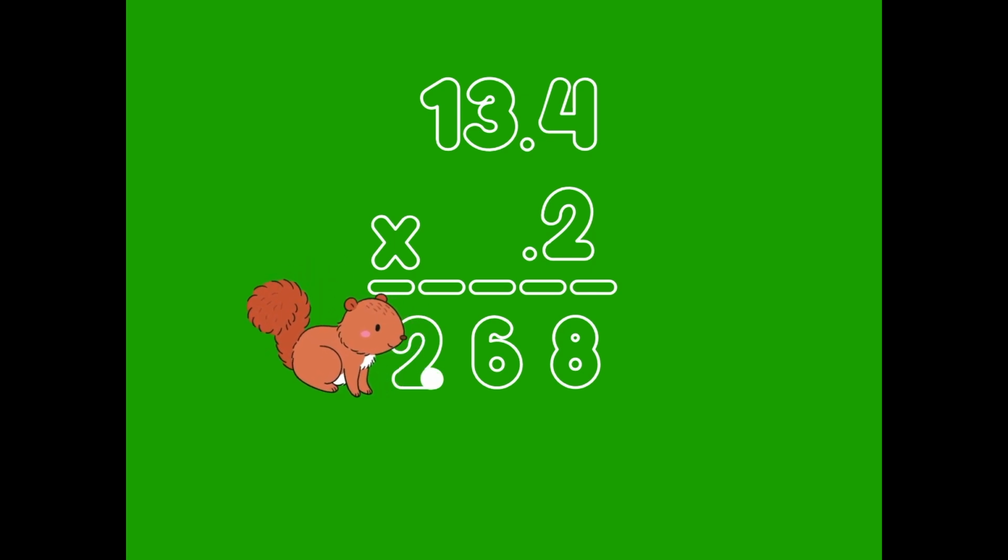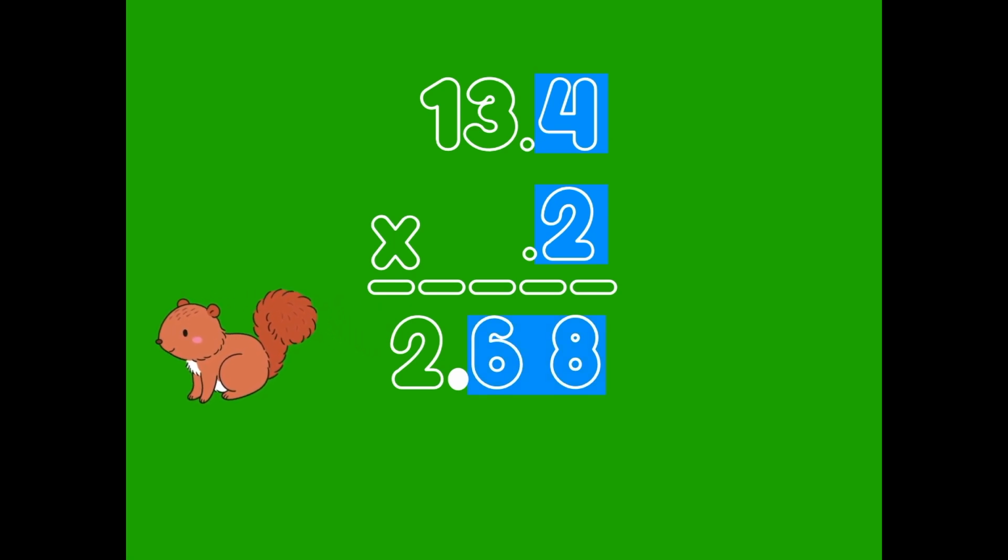Oops. Right there. Because in the problem there were 2 places after the decimal point, so in the product you need to have 2 places after the decimal point. Bye-bye, little squirrel. Next.